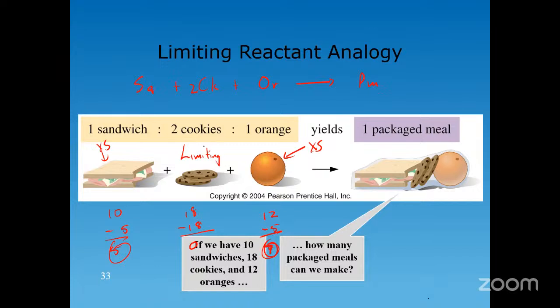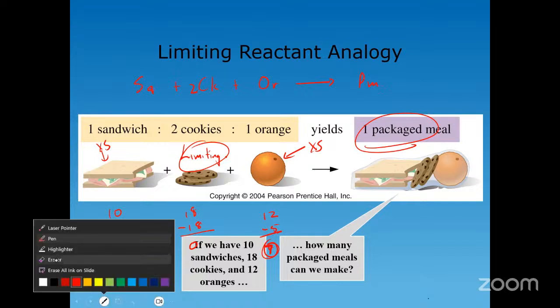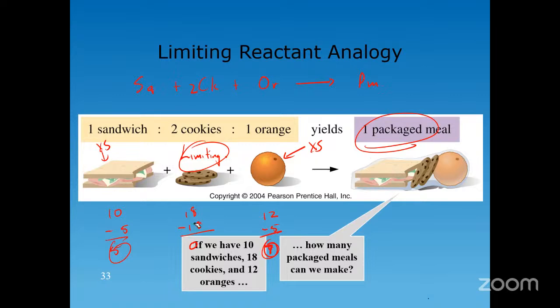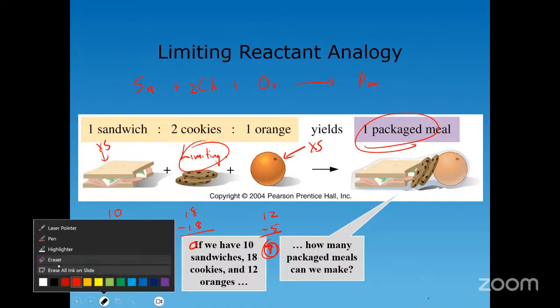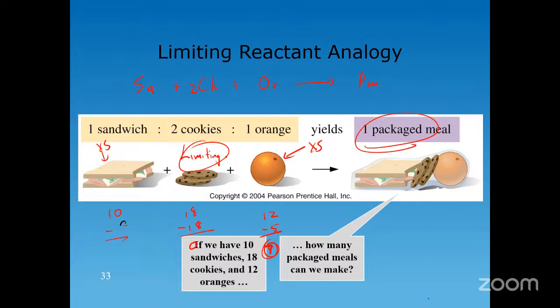And because the cookies would be limiting, that's the item that would determine how many packaged meals. So in terms of the number of packaged meals that you expect to get from this, hold on. I think I messed up there. Okay, 9, I'm sorry. 9 sandwiches, right? Yes, there should be 9 sandwiches. So I was right the first time. You had 3 oranges left over. So this should be 9 sandwiches.